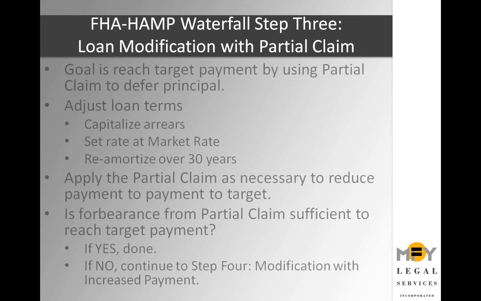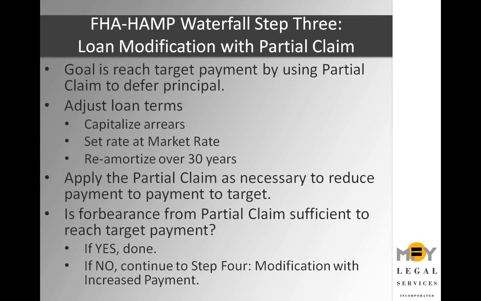If not, we have to use the partial claim to defer principal. So we adjust the loan terms in the same way that we did with the standalone modification or the traditional modification. And then what we're going to do is apply the partial claim as necessary to reduce the payment to the target. So this is always going to get you a payment that is exactly at your target payment. And the idea is by deferring principal, we lower the amount of amortizing mortgage and we bring down the payments.